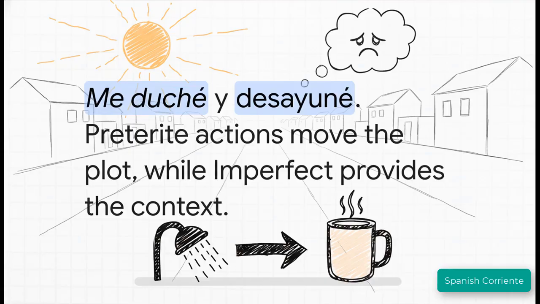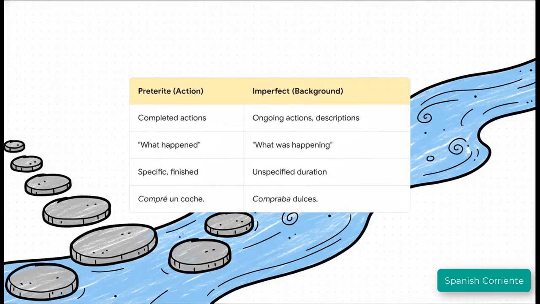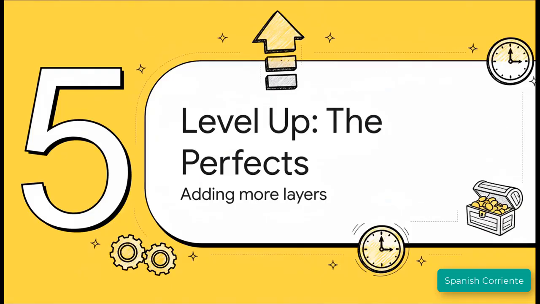And that right there is the magic of how they work together. The preterite tells you what happened, and the imperfect gives you all the context. You need both to tell a really good story. So here's the main takeaway, the crucial point. The preterite moves the story forward. It's like the stepping stones across a river. The imperfect? That's the river itself. It's the world in which the story is happening, the water flowing underneath those stones. Okay, feeling good about those two?